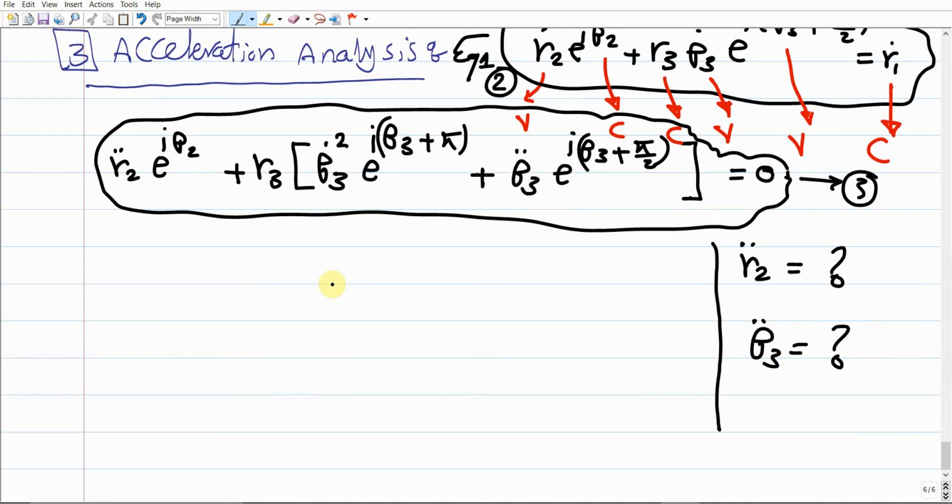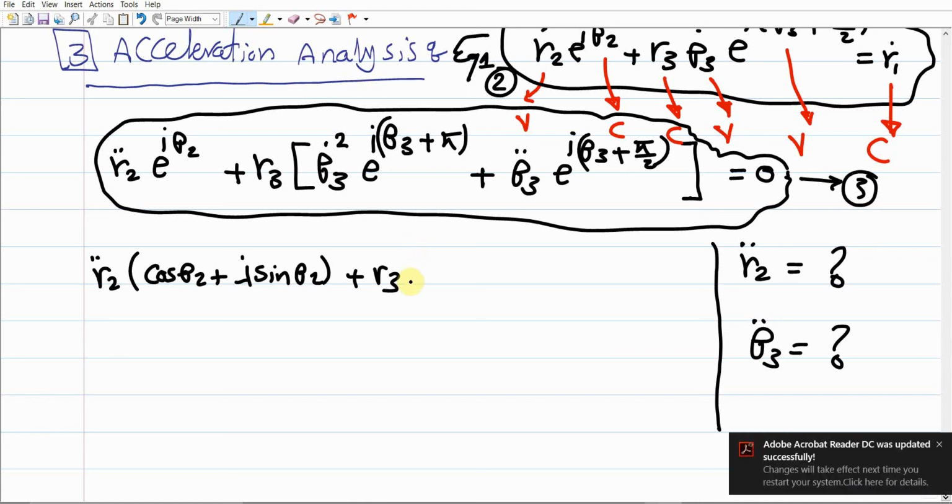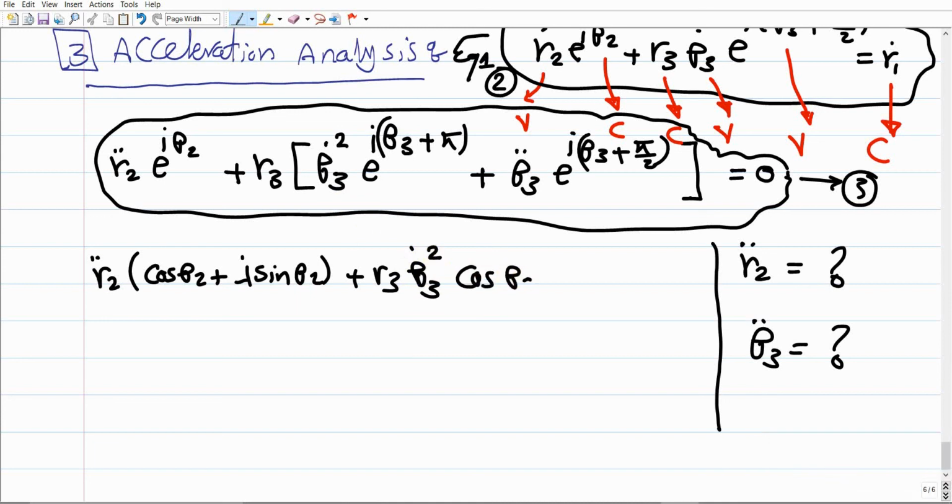So then we rewrite these terms again into their cosine and sine terms. We have R2 double dot, then open the parentheses, cosine theta 2 plus i sine theta 2, plus R3. Then we have the square bracket, where we multiply R3 times theta 3 dot squared, then the cosine of theta 3 plus pi plus i sine of theta 3 plus pi.